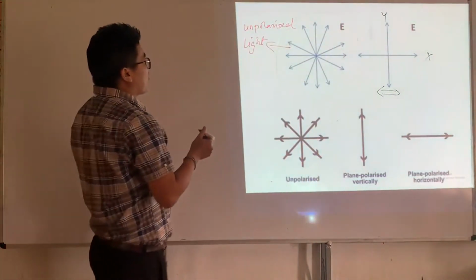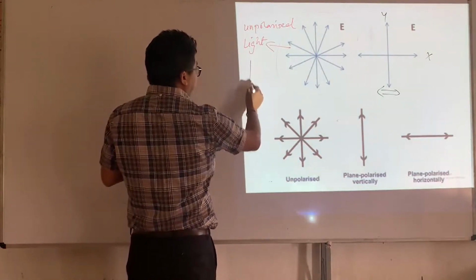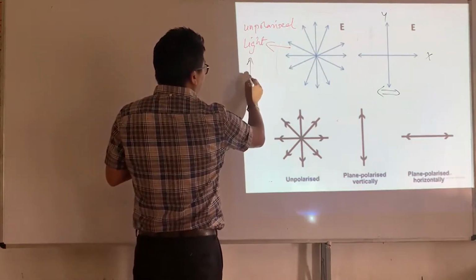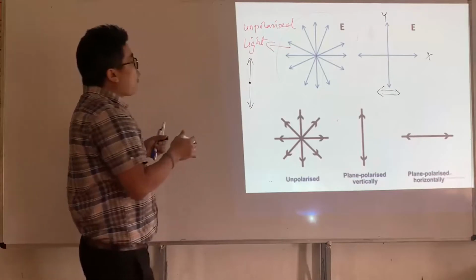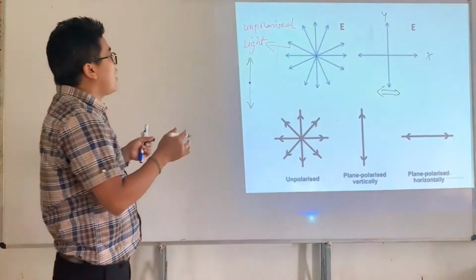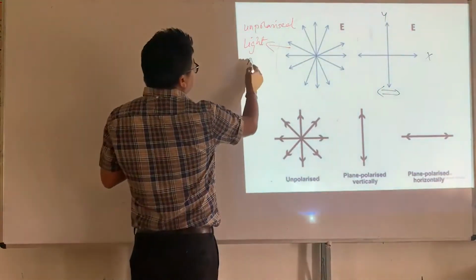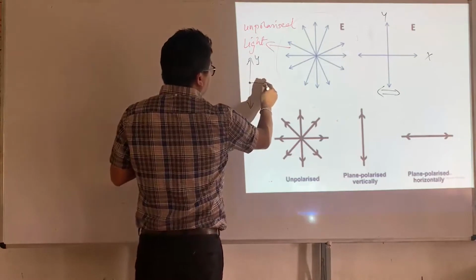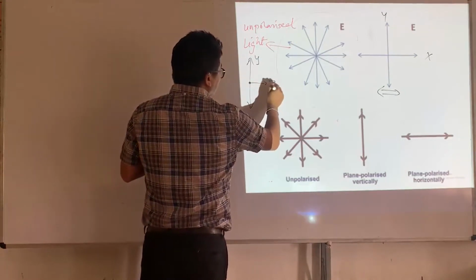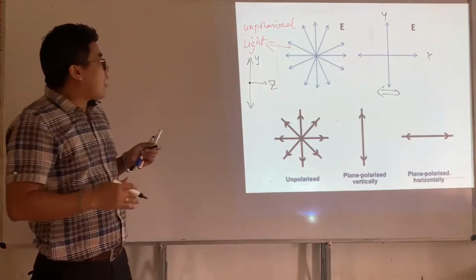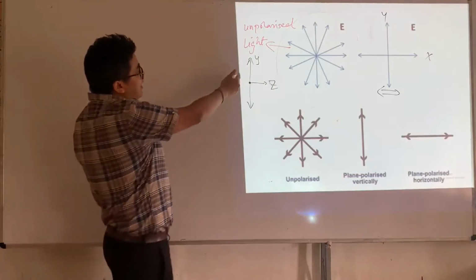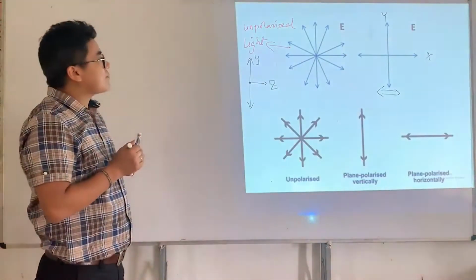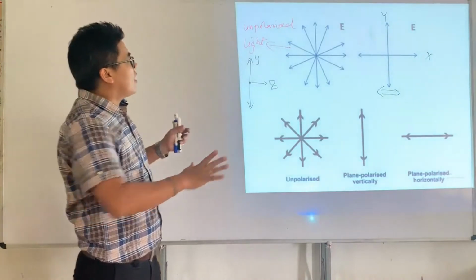Another way of showing unpolarized light is this. Here the oscillation is defined in a YZ plane. This is the Y-axis and this is the Z-axis. So the oscillation is confined in a YZ plane. So this is again unpolarized light. This is one. So electric field, right?